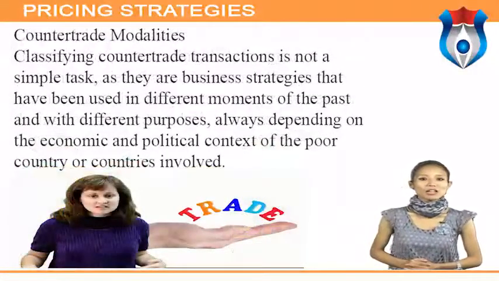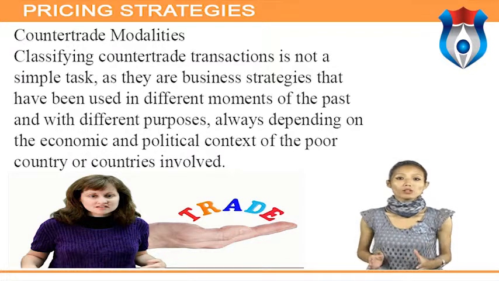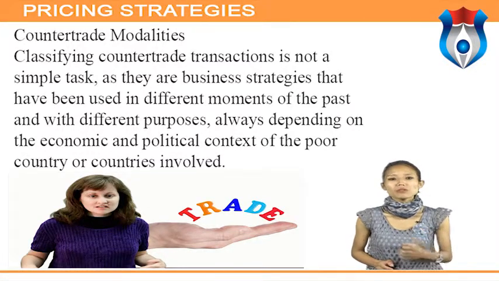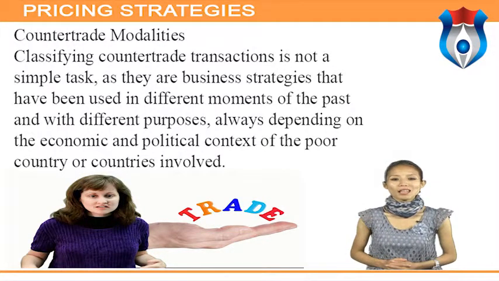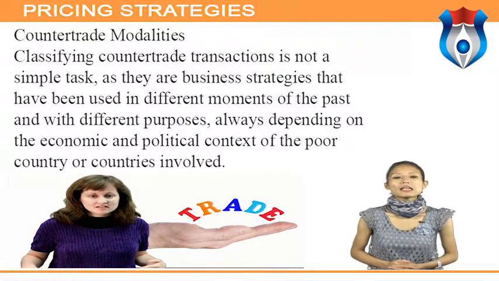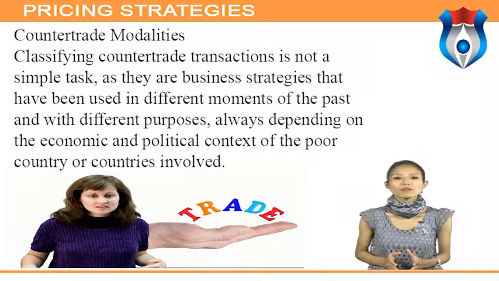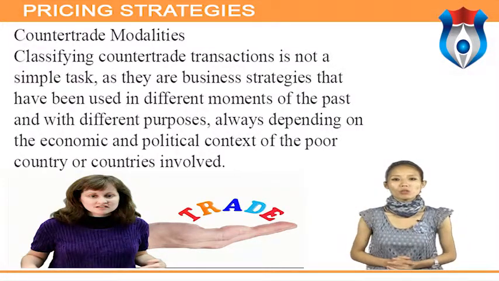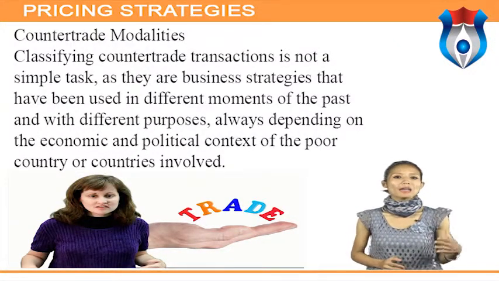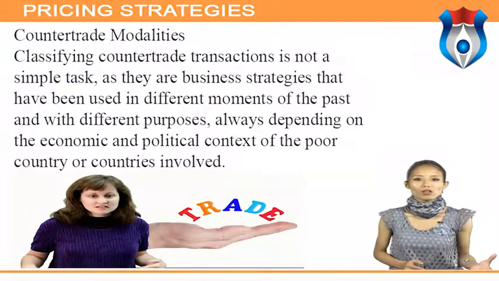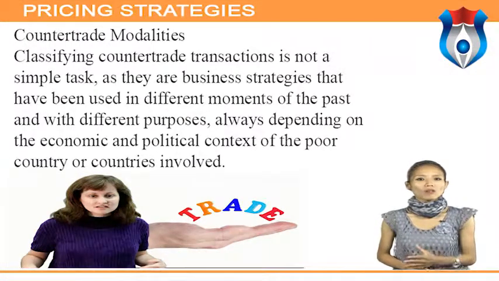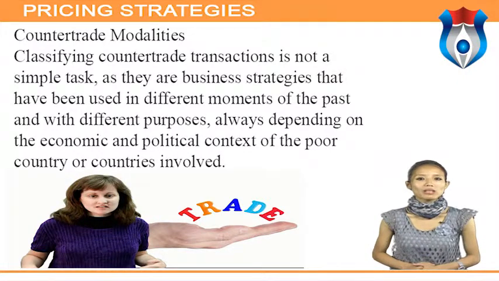Classifying counter-trade transactions is not a simple task, as they are business strategies that have been used in different moments of the past and with different purposes, always depending on the economic and political context of the country or countries involved. Since counter-trade broke into international trade, it has taken many different forms. We can even talk about different generations of counter-trade operations, those of the 60s, the 70s and the 80s. Another form should be added to these, which is characteristic of the 90s, a decade in which offset and barter operations in agreements between governments played a key role.